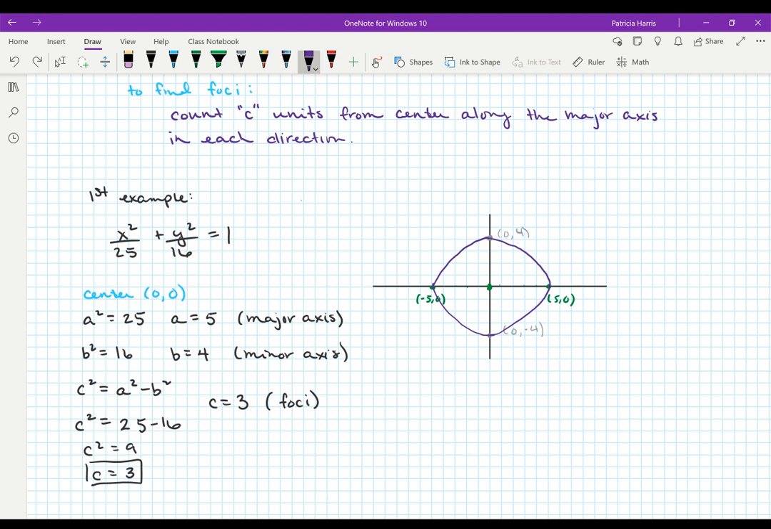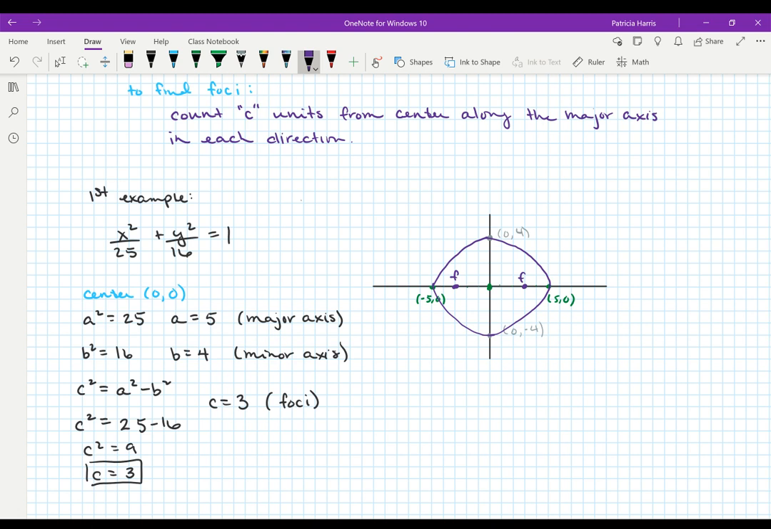Okay, so now let's do the foci. We know that the major axis is along the horizontal. So we find our center again, and we're going to count out 3 on each side. So those are our foci.